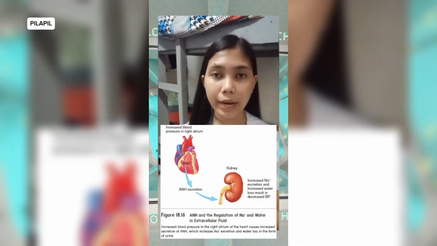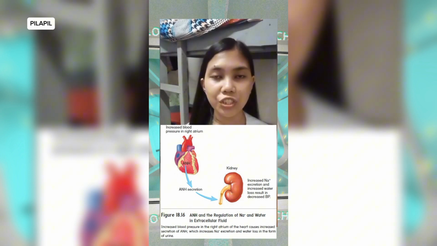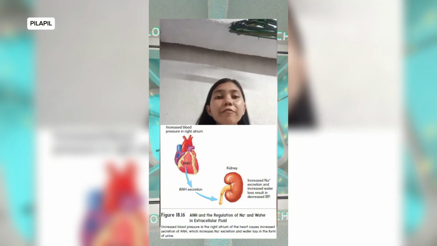Atrial natriuretic hormone. Our story begins when there is an increase in blood pressure. This triggers the release of the atrial natriuretic hormone, or ANH, from specialized cardiac muscle cells in the right atrium of the heart. Blood pressure in the right atrium increases above normal. ANH is secreted into the bloodstream. ANH then acts on the kidney, specifically on the nephron, the functional units of the kidneys.